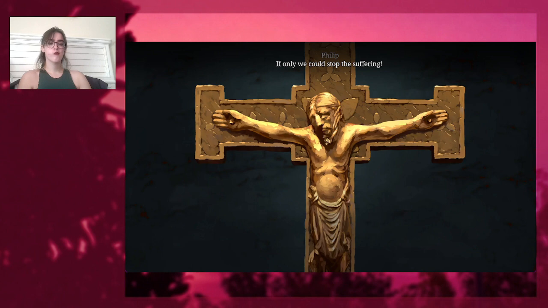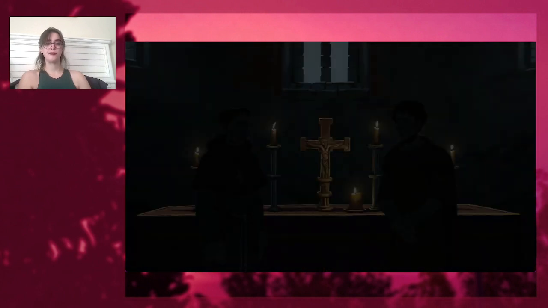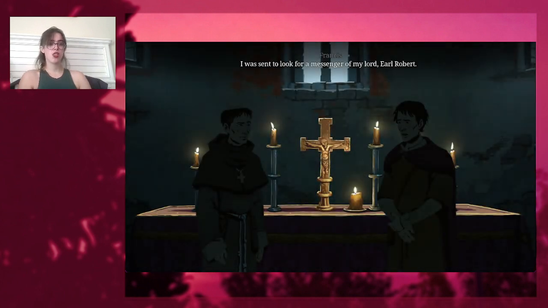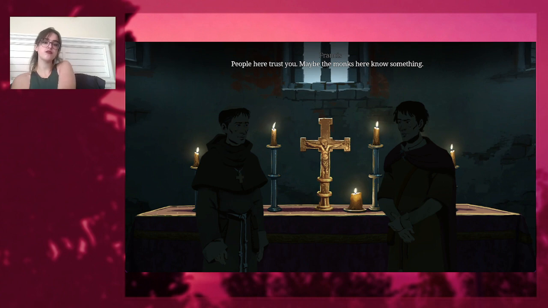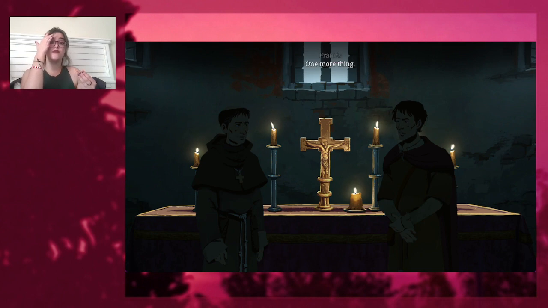If only we could stop the suffering. Maybe we can. I came not just to meet you. I was sent to look for a messenger of my lord, Earl Robert. Here? In Kingsbridge? Farmers said the messenger was heading for Kingsbridge two weeks ago. The knight was carrying a confidential document that might change the course of the conflict. People here trust you. Maybe the monks here know something? Okay. We will find him. One more thing. No one can know why we're looking for the knight.